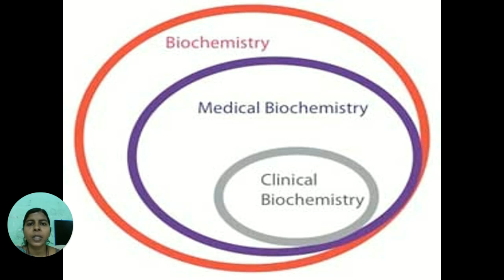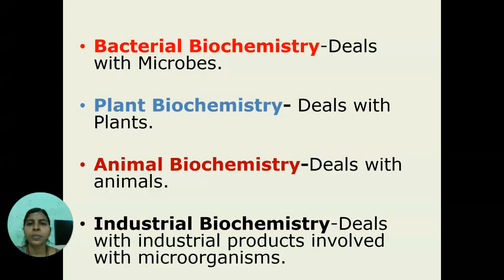This slide shows the various branches of biochemistry. It is also involved in various fields: bacterial biochemistry deals with microbes; plant biochemistry deals with plants and their sources; animal biochemistry deals with animals and living organisms; industrial biochemistry deals with industry products involved with microorganisms.